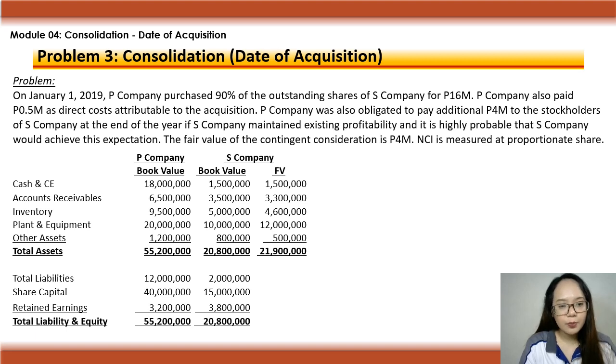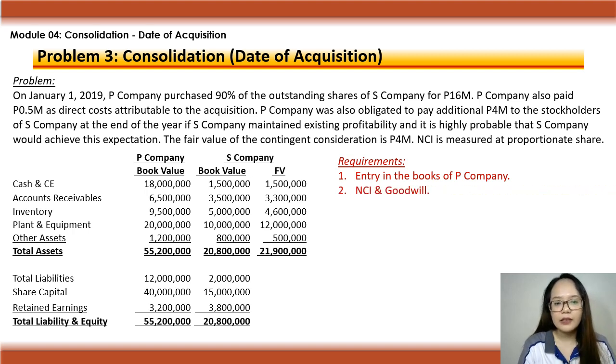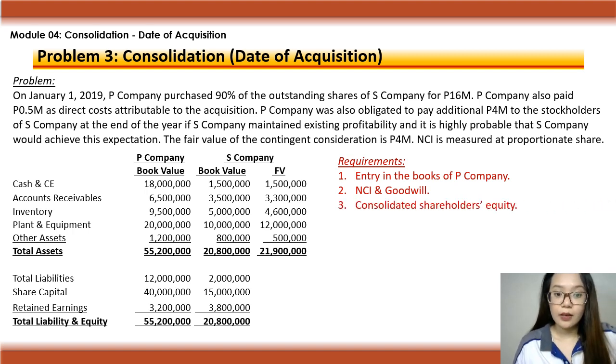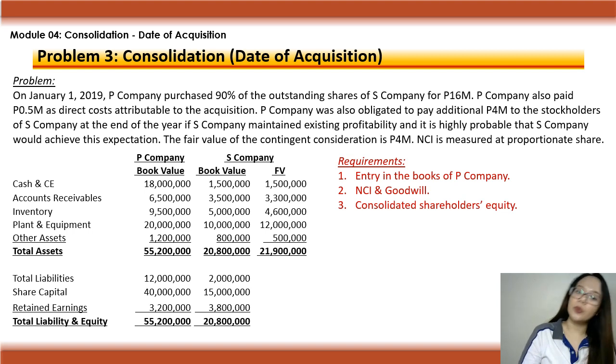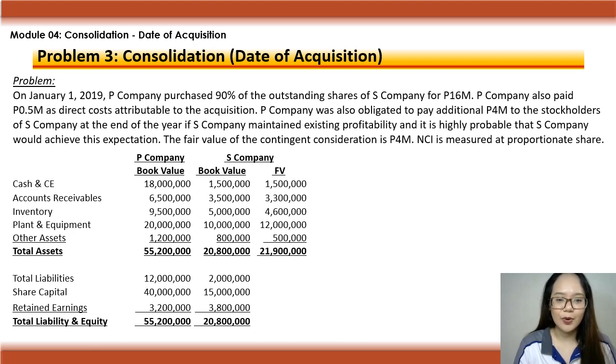So, given yung book value ni parent, pagdating kay subsidiary, given yung book value and fair value as of acquisition date. Requirements: Journalize the entry in the books of the parent company, and then compute for the non-controlling interest and the goodwill. How much is the consolidated shareholders' equity as of the date of acquisition? And then finally, ano yung consolidation entries mo?